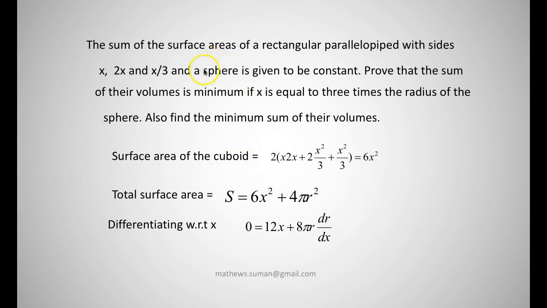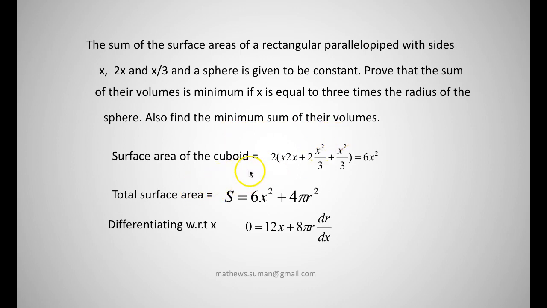If it is less than 0, there is a local maxima. Coming to the first problem, the sum of the surface areas of a rectangular parallelepiped with sides x, 2x and x by 3 and a sphere is given to be constant. Prove that the sum of their volumes is minimum if x is equal to 3 times the radius of the sphere. Also find the minimum sum of their volumes.